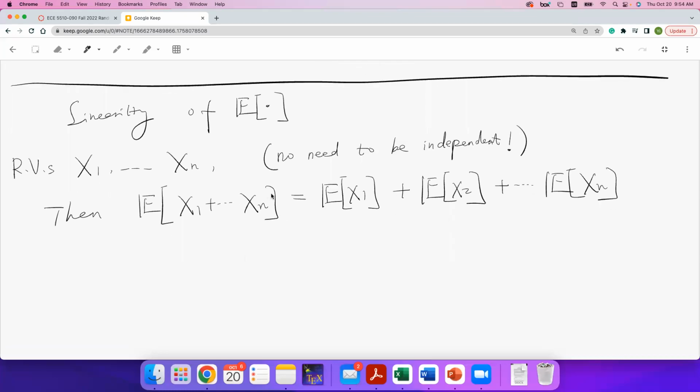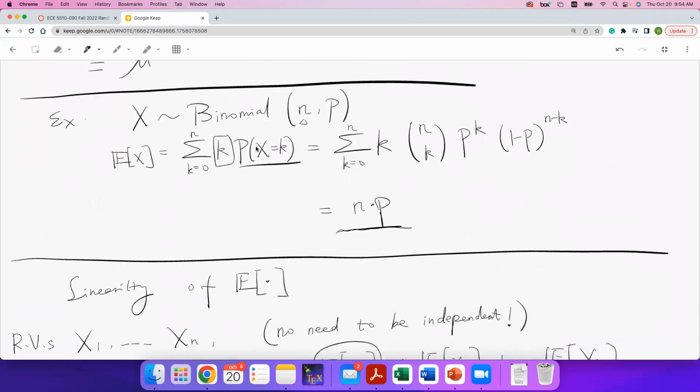This is very useful because we will see in many problems, the random variable that we care about can actually be decomposed into a sum of smaller random variables. And instead of computing the expectation of the entire random variable, which could be complicated, we can compute the expectation of the individual random variables and then sum them up. And computing the expectation of an individual random variable can be much easier. Okay, I'll give you an example. The example is this binomial distribution example.